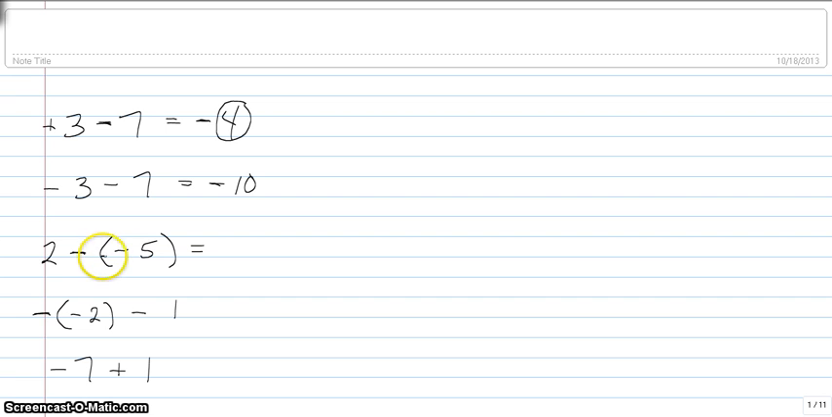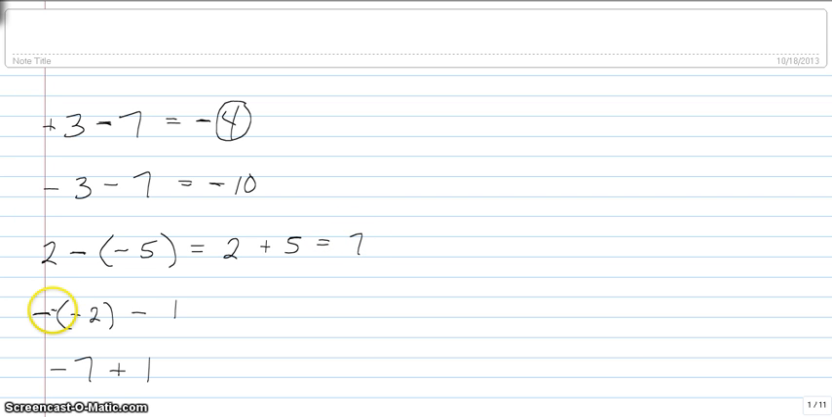This type of thing shows up all the time. We've got to be comfortable with this. When you subtract a negative, the way I like to think about this is the two negatives kind of cancel each other out and turn into a positive. So subtracting a negative is the same as addition. You subtract a negative, it's the same as addition. So that ends up being 7.